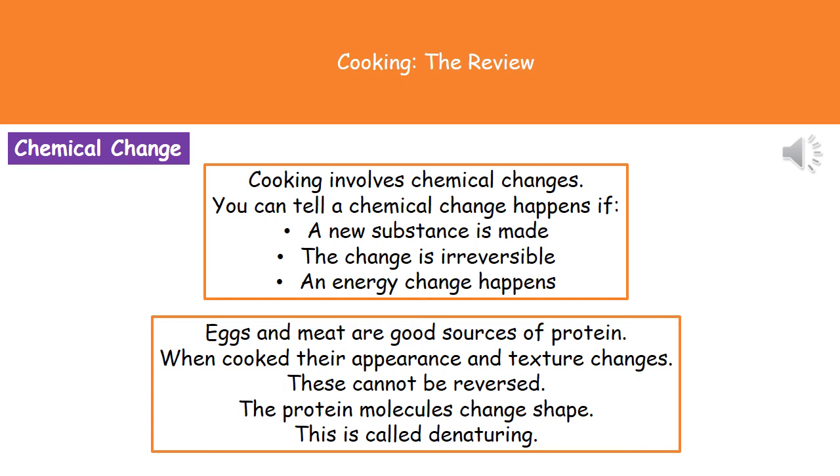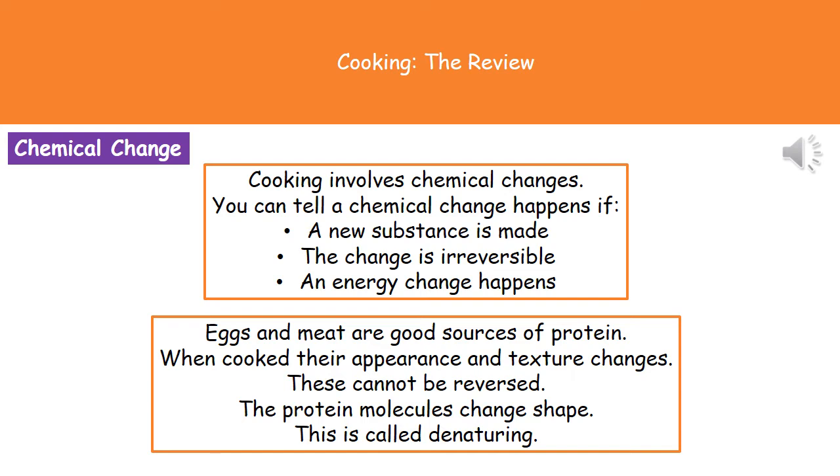First thing we need to understand when thinking about cooking is what's actually happening. So when we're cooking, we're looking at a chemical change. Now, we can identify a chemical change has happened if we've made a new substance, if it's an irreversible change, and if an energy change has happened. So they're the three ways that we can identify that a chemical change has occurred.